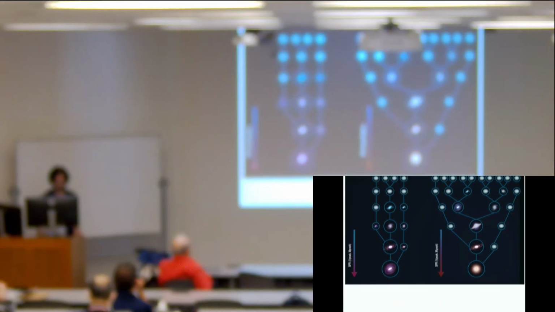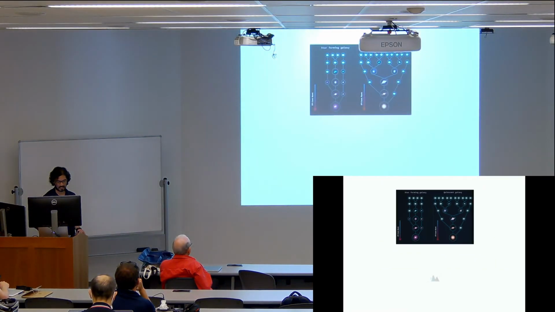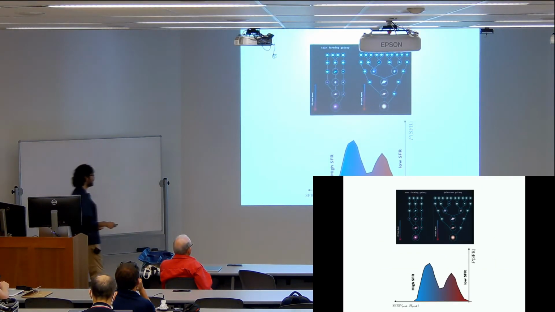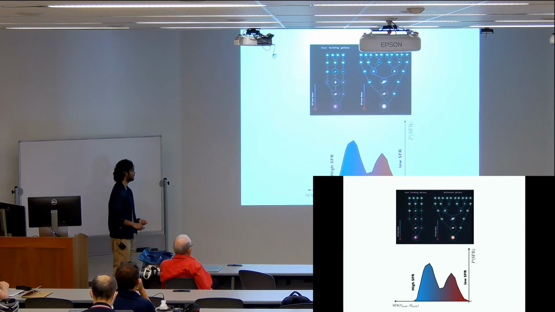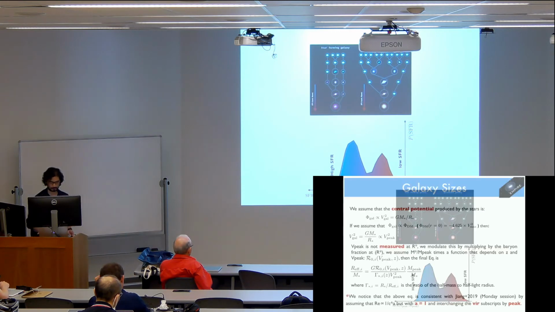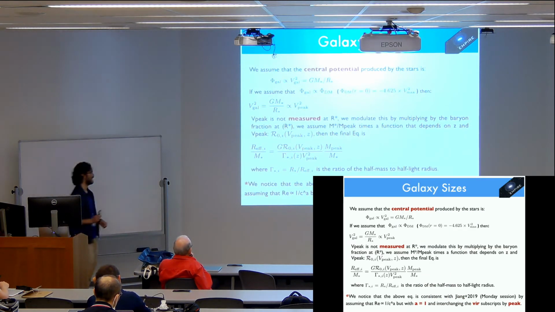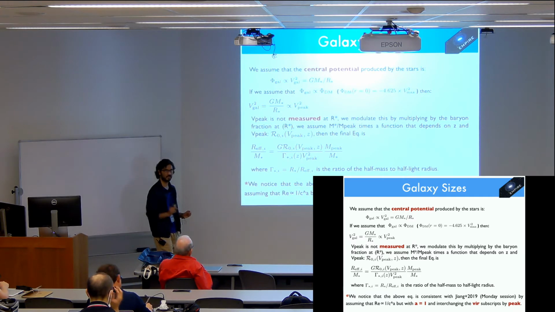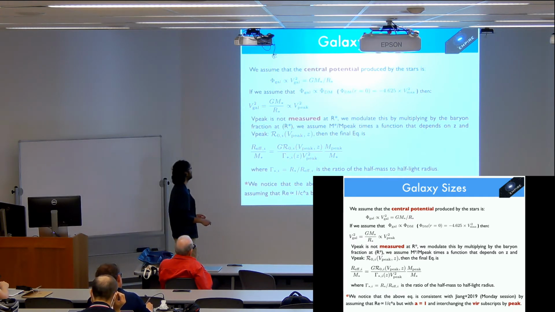Okay, so this is the idea, to produce two types of populations where the star formation rates and the way that we are developing the model will depend on two parameters, V peak and M peak. And the goal is to produce a bimodal distribution that will reproduce the observables. Okay. We also introduce galaxy sizes, and this is very important in order to put supermassive black holes. So the basic idea is to assume that the central potential produced by the stars is given by this relation.